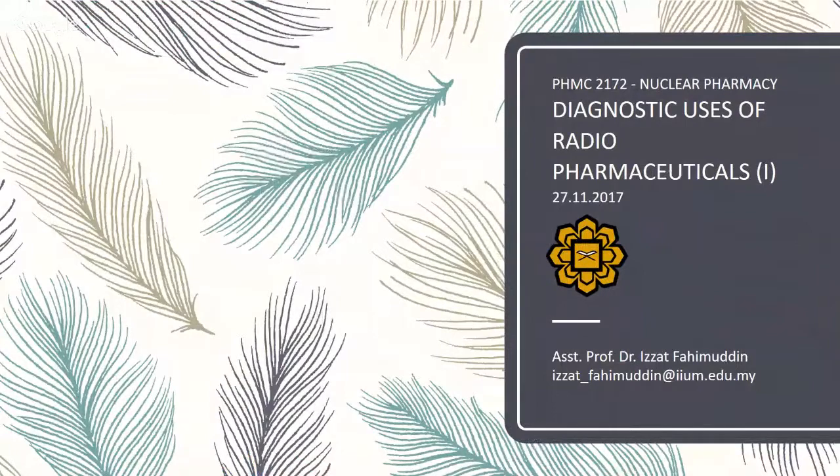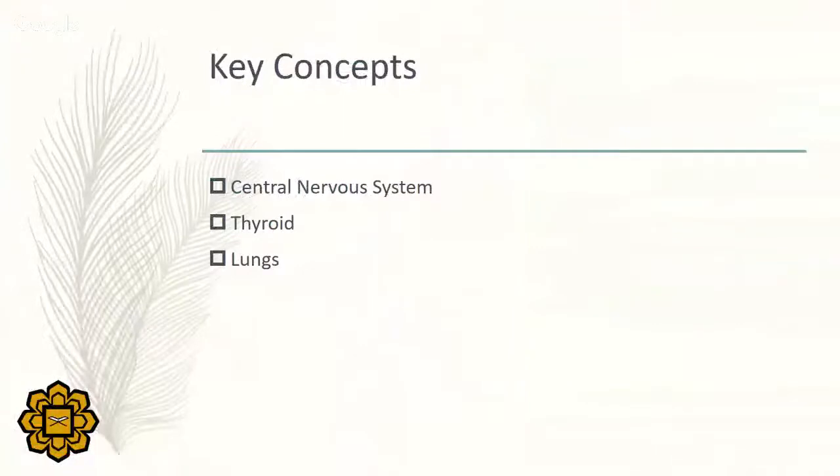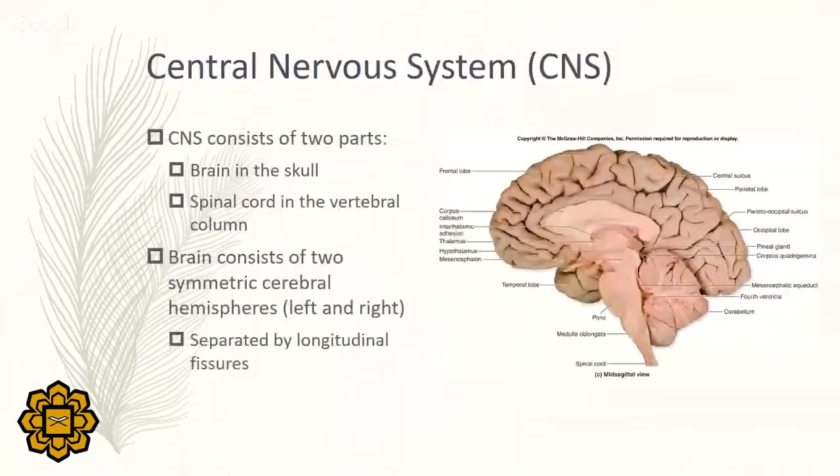Okay, so it's going to be two parts: part one and part two. In part one, I will cover the central nervous system, thyroid, and lungs, with examples of the radiopharmaceuticals used in each of these systems. The second part will be next week, where we go further into the other 4 or 5 systems in terms of usage of the radiopharmaceuticals. So the first one, I'm going to go with the central nervous system or CNS.